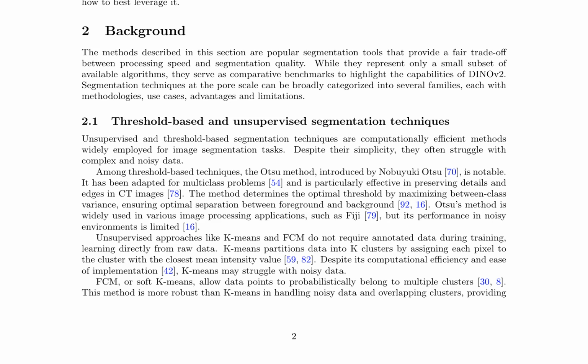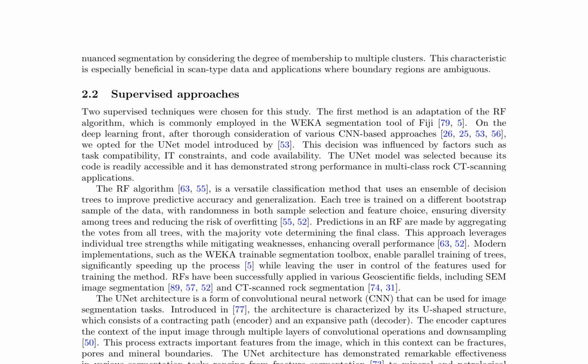The authors demonstrate that DINOv2 can be effectively leveraged for accurate segmentation and classification, even with limited and noisy training data. This research aims to raise awareness amongst geoscientists about the potential of DINOv2 and provide empirical guidelines on how to best leverage it for geoscience applications. Nuanced segmentation is crucial in scan-type data and applications where boundary regions are ambiguous.